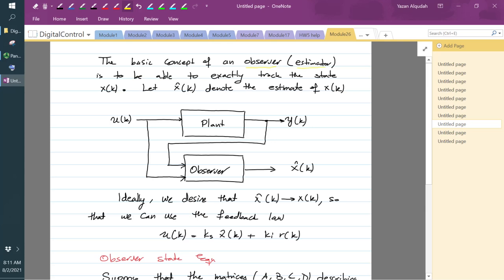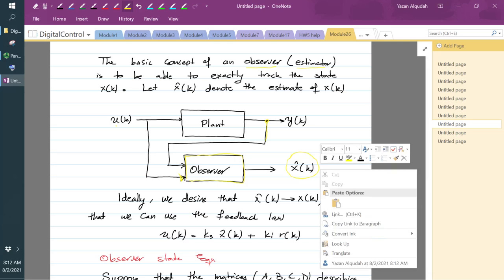So this is the observer that I'm going to be designing in order to estimate the states. This observer is going to take the output that I can measure and the input that I can also measure, and I'm going to get an estimate of the states of the system. Then I can use this estimate in the design of the controller.